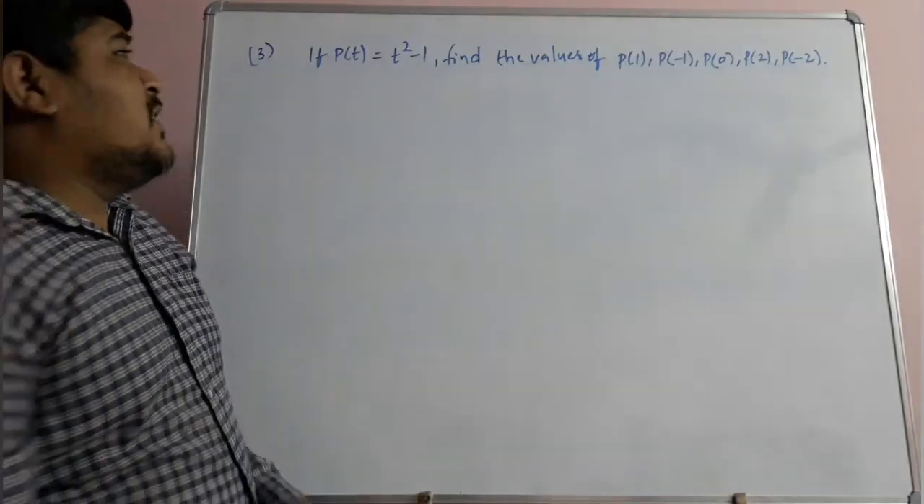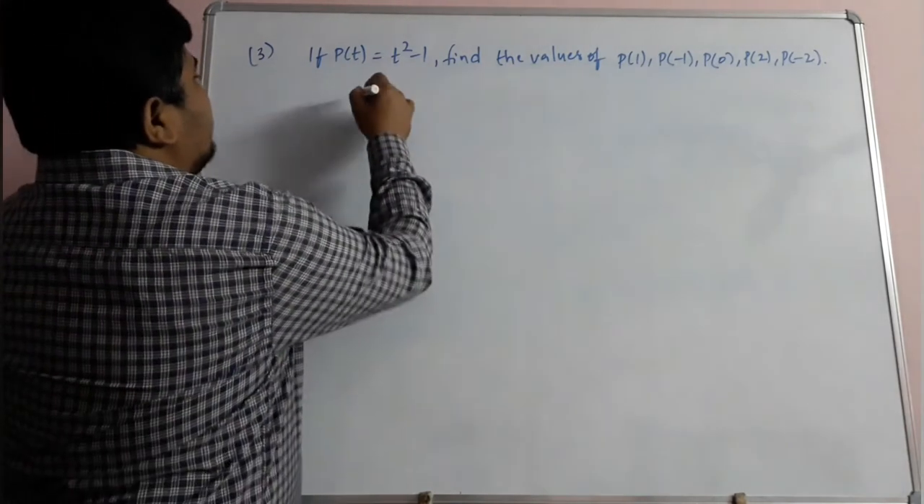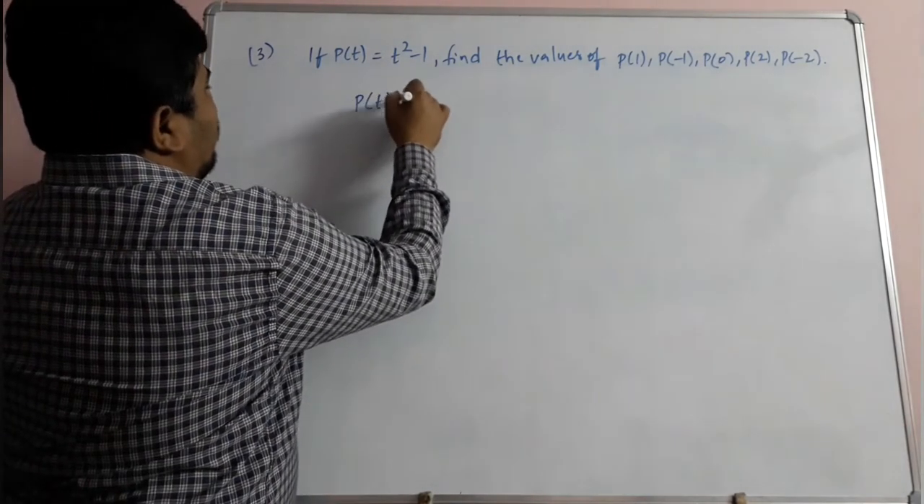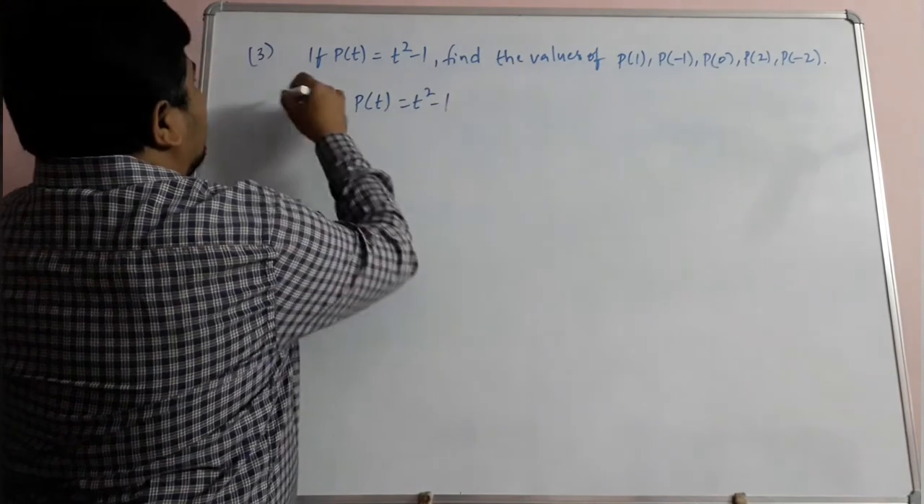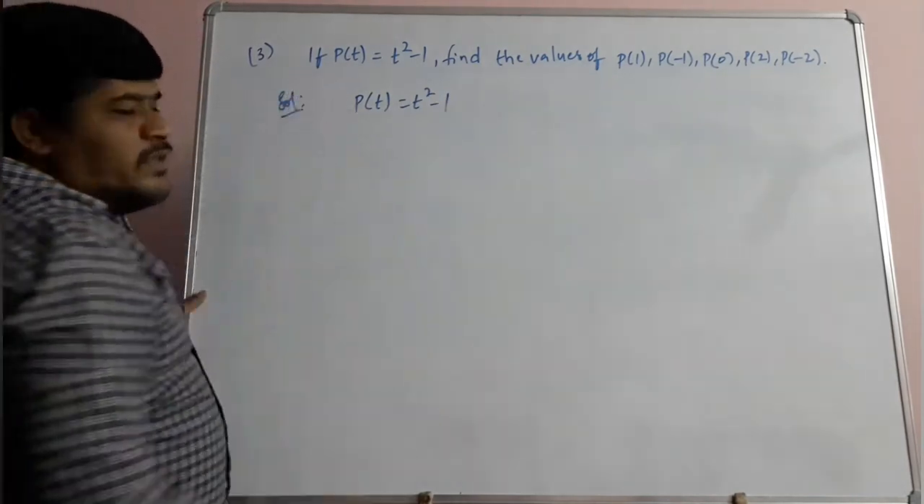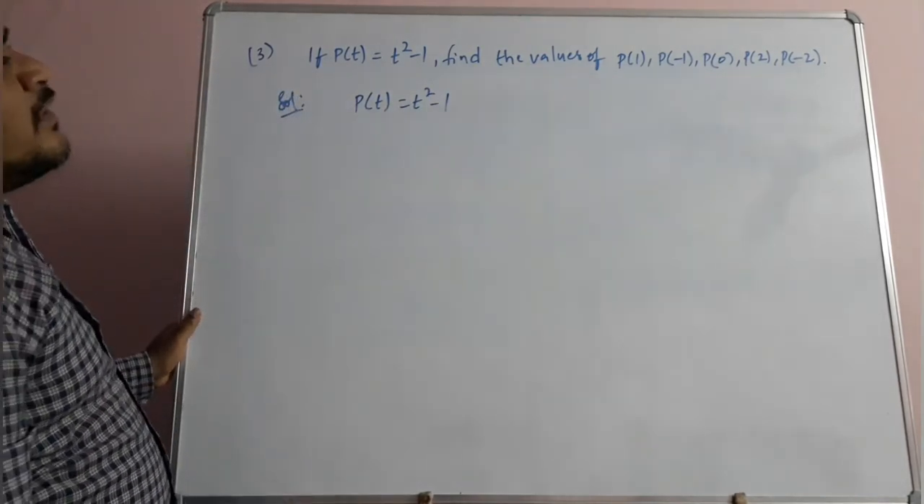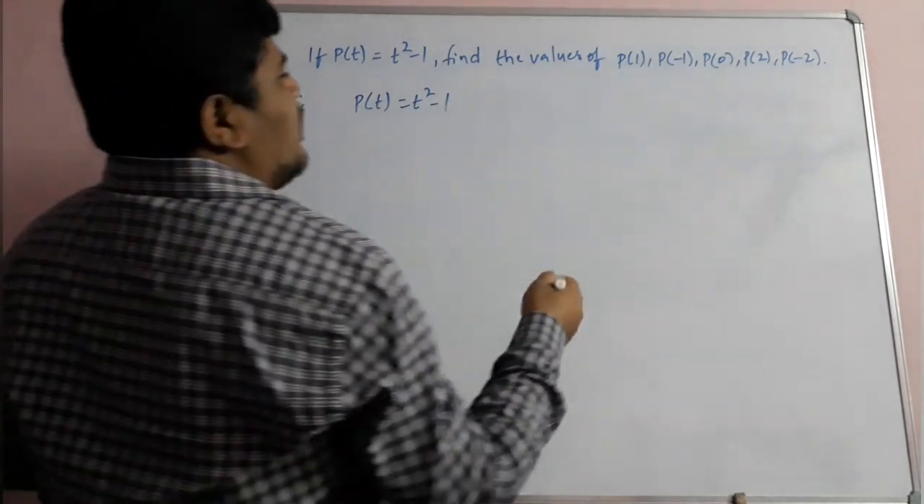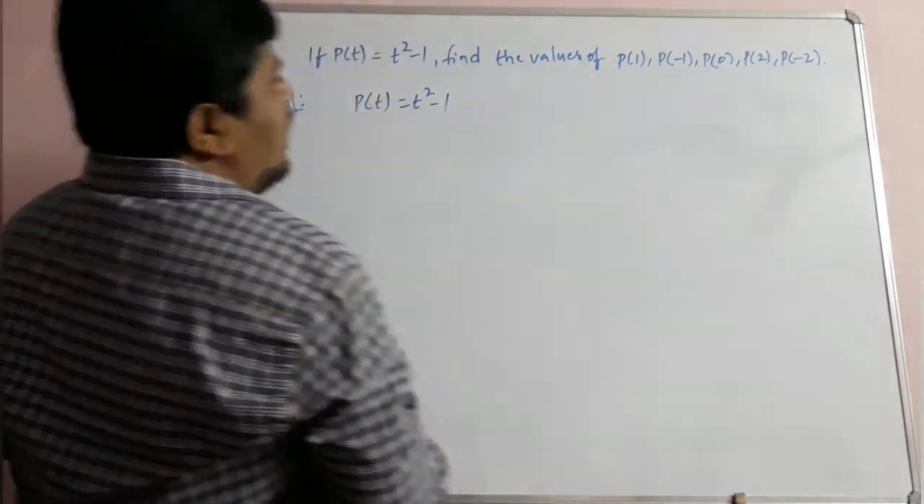Children, let's see problem number 3. P of t is equal to t square minus 1. Okay, P of t is equal to what? T square minus 1. So, what are they asking us to find here? P of 1, P of minus 1, P of 0, P of 2 and P of minus 2.